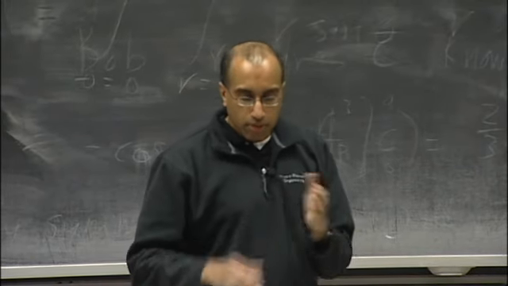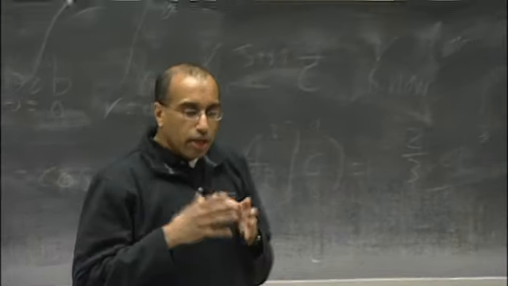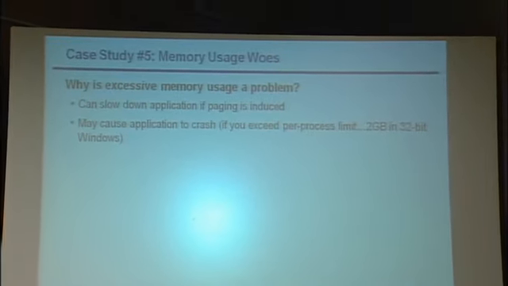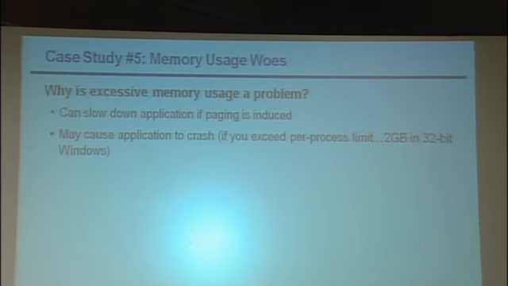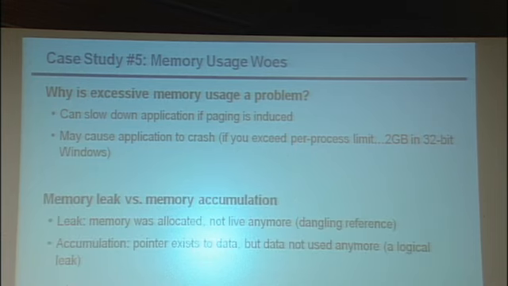OK, so that's 4. Let me go over another one, memory usage. I'm sure all of you know that excessive memory usage is a big problem. Your application is going to slow down if you're inducing a lot of paging. And at least in 32-bit Windows, if you exceed 2 gigabytes for the process that you're running, the process is just going to crash. So you clearly do care about memory usage.